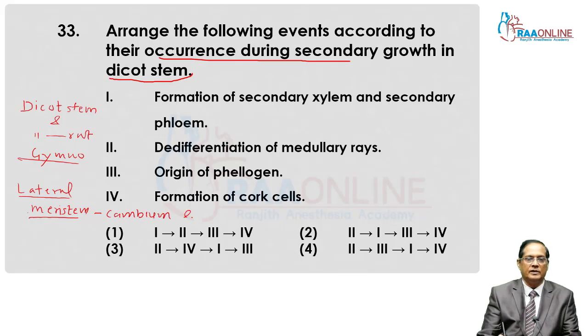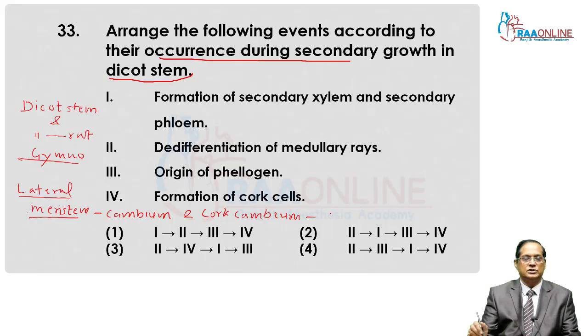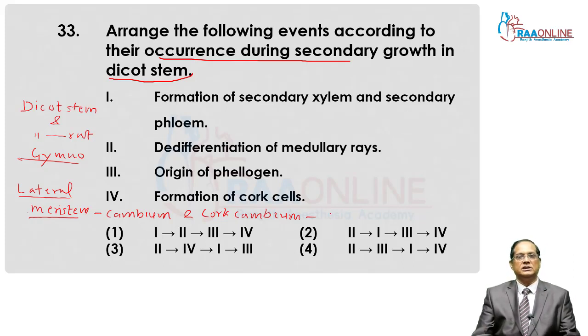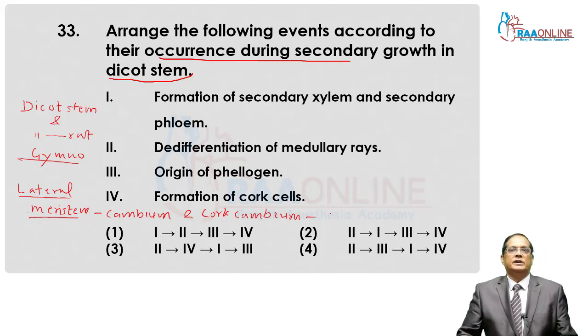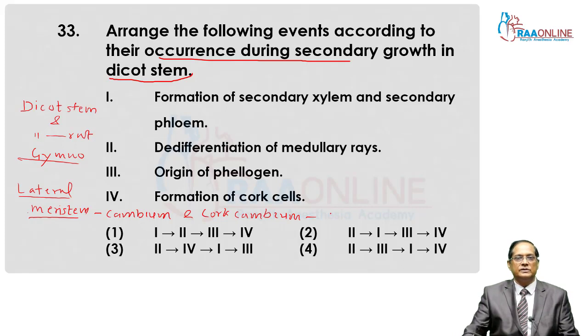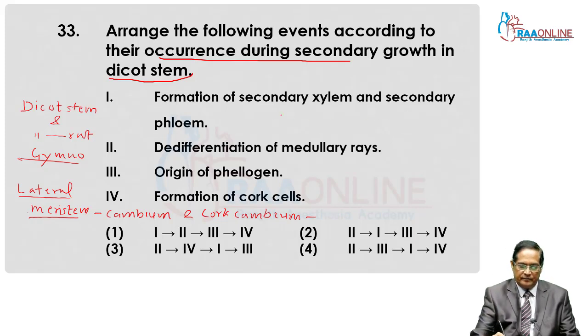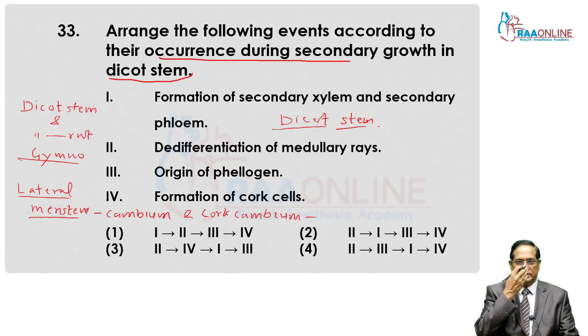One is cambium, the second is cork cambium. These tissues are responsible for secondary growth. What is secondary growth? It is the formation of secondary tissue by the activity of lateral meristem, due to which thickness increases. In dicot stem, there are two regions where secondary growth is seen: within the stele and outside the stele. Within the stele, let's see, vascular bundles are arranged in a ring.